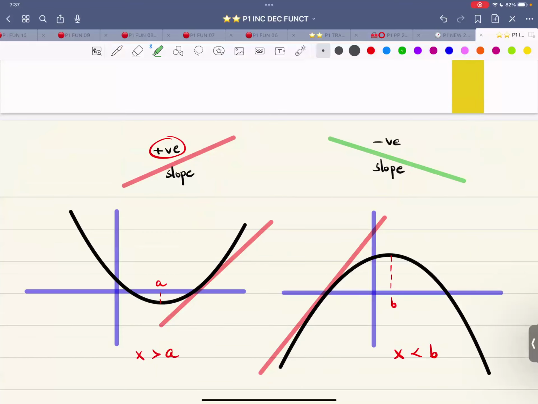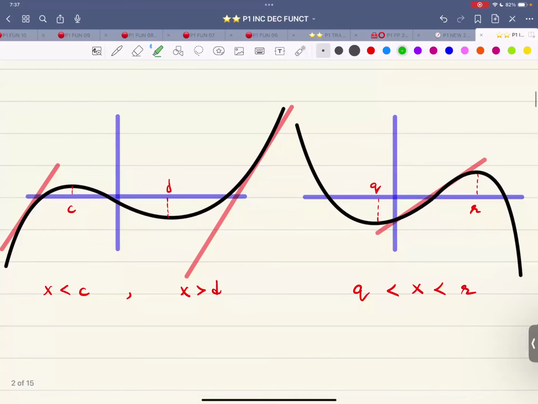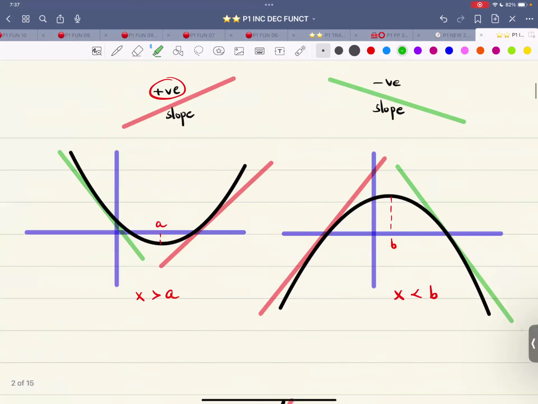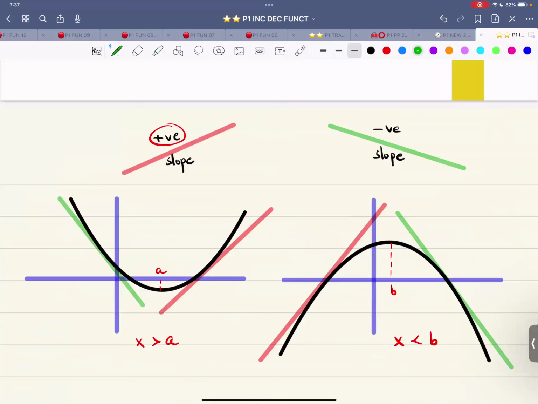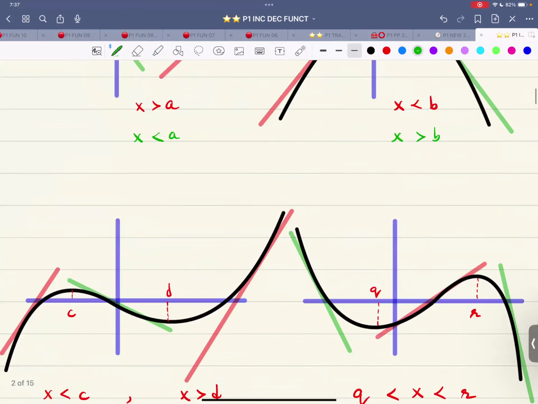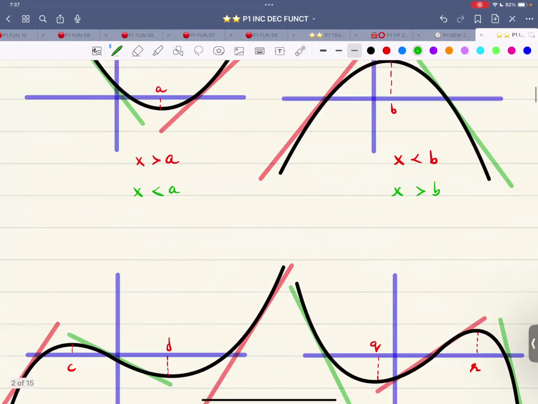When we talk about the negative slope, that is this portion over here to the left of the turning point. In this case, it's to the right of the turning point. In this case, it's between the two turning points. In this case, that's over here and that's over here. So let me write in green color the negative slope. This is x is less than A. This is x is greater than B. This is x lies between C and D. Over here, x is lesser than Q, x is greater than R.